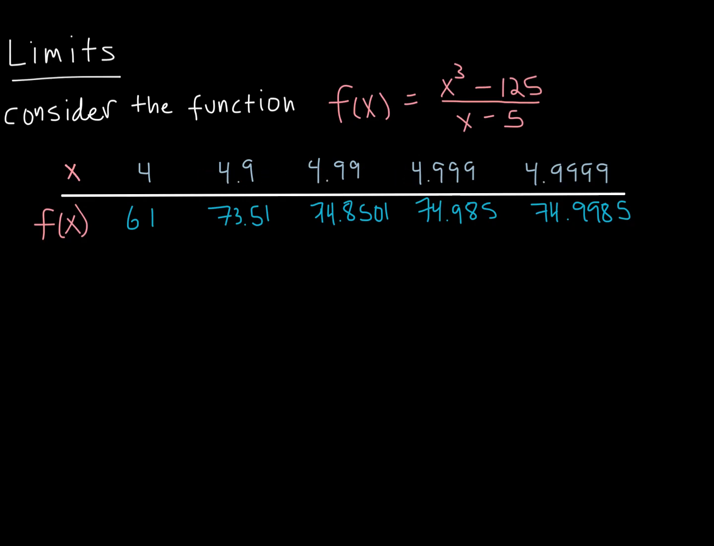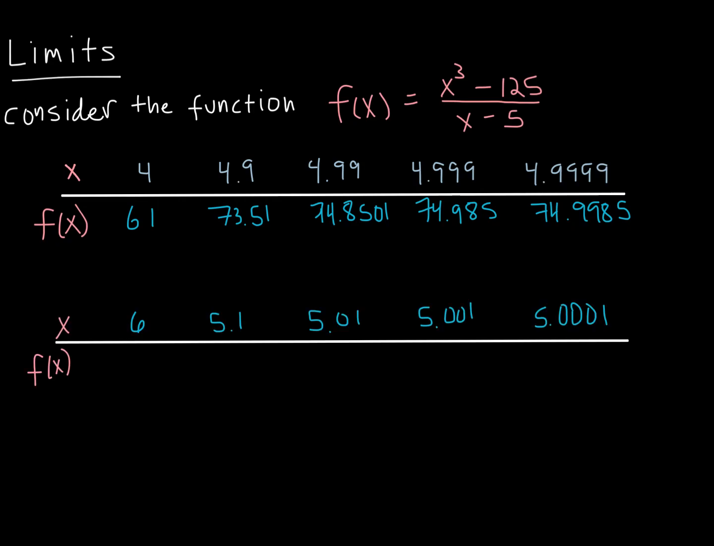Okay, but we're getting closer to 5, I get that. Is that the only way that I can get close to 5? Do I have to go 4, 4.9? Is there another way that I can approach 5? And there is. This way, I'm approaching it from the left. So 5 is somewhere over here, and I'm getting closer and closer to it, moving from the left to the right. What about moving from the right to the left? So maybe instead of starting at 4, let's start at 6, and let's get closer and closer to 5 from the right-hand side.